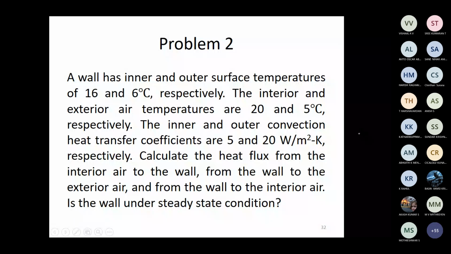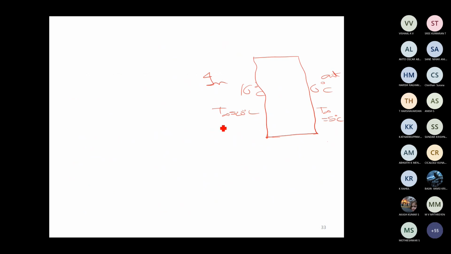The inner and outer convection heat transfer coefficients are 5 and 20 watt per meter square Kelvin. So h is 5 and h is 20. The unit is watt per meter square Kelvin, which is also the same as watt per meter square degrees Celsius. So 1 Kelvin is equal to 1 degree Celsius. Even though your heat transfer coefficient units are given in watt per meter square Kelvin, it can also be written as watt per meter square Celsius and vice versa. So do not get confused if the units are changed.